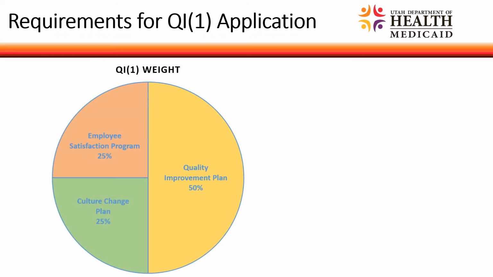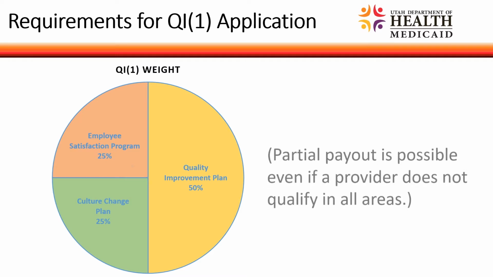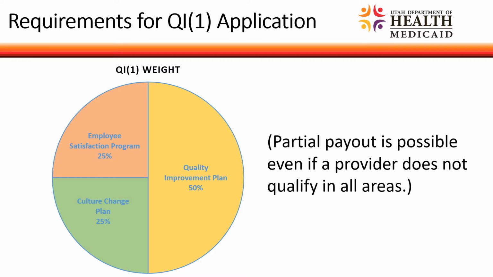This incentive requires information for 3 sections. Quality Improvement Plan, weighted at 50% of the reimbursement. Culture Change, weighted at 25% of the reimbursement. And Employee Satisfaction Program, weighted at 25% of the reimbursement. A provider may receive partial payout even if they did not qualify in all areas.